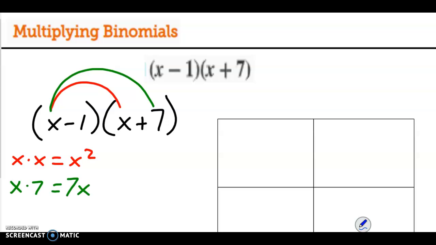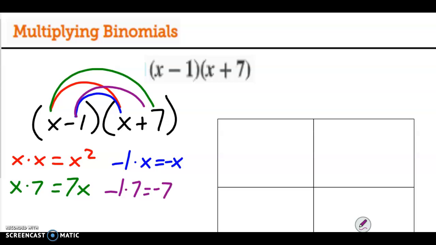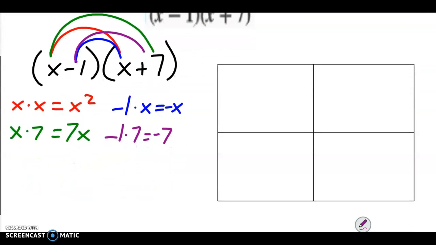Then we're going to do the inside terms, -1 times x. So those two terms on the inside, which really is the second term in the first binomial, starting its distribution. So -1 times x is just going to be -x, okay, or -1x. And then you've got -1 times 7, which is those last terms, the second term in each binomial. -1 times 7 is going to be -7. Okay, so I've got my four terms. Let me kind of split this here so we can save some room for that second example.